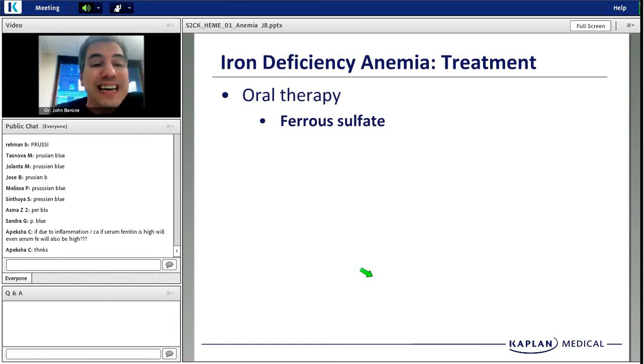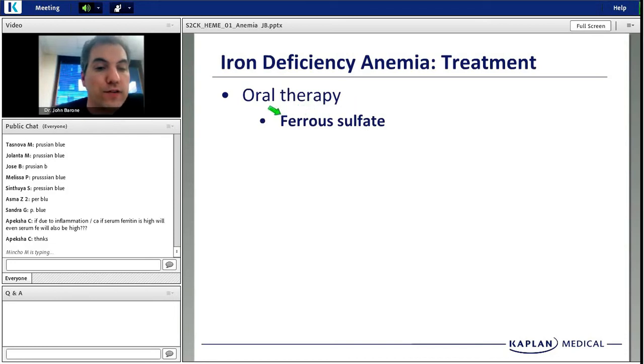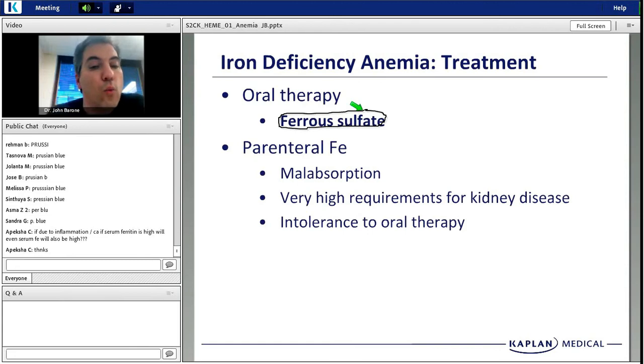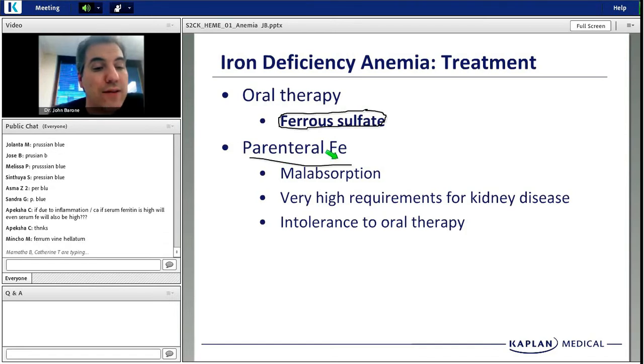So how are we going to treat it? You're going to give iron. If you're deficient, you give iron. You give oral ferrous sulfate. Okay, good. Now, when would I give it parenterally with IV? When would I do that?